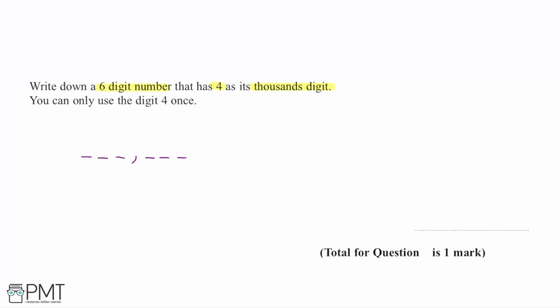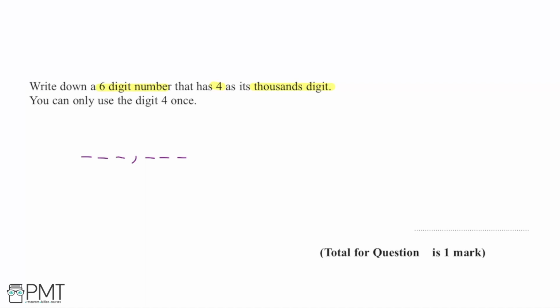Now here it's going to be easiest for us to again work from the right hand side of this number and work our way up until we reach the thousands column, putting digits that aren't 4 in all of the other columns, and then when we find the thousands column, we're going to put the 4 in.